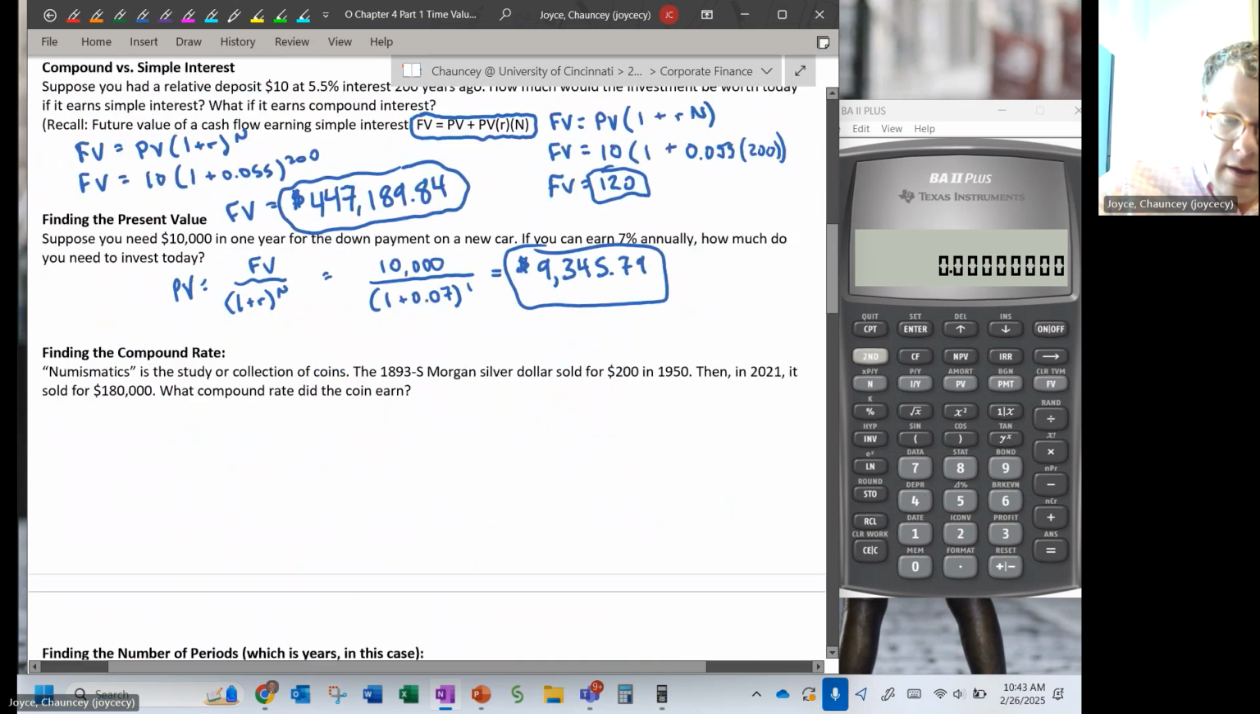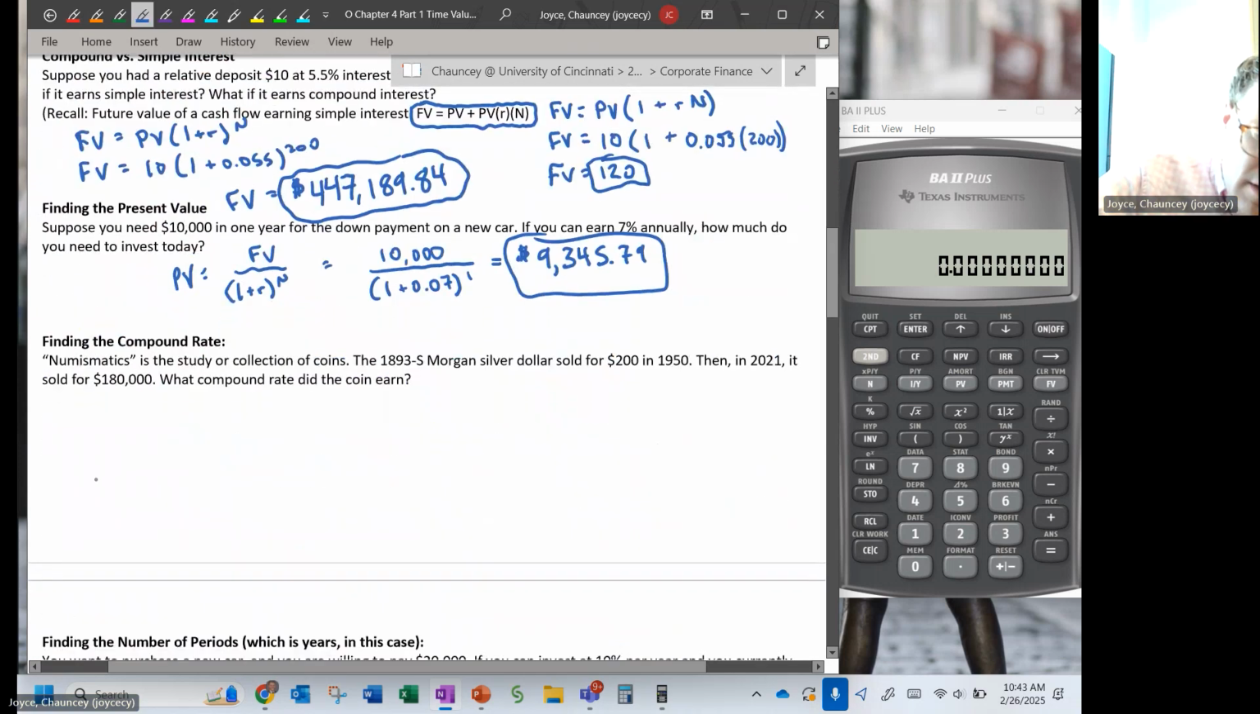So let's fill this out. Time is a little bit tricky. You have to find time, and it's the year 2021 minus 1950 for time. You're solving for rate. Your present value is given. You have to specify that this is negative. Imagine you are paying for that coin. You're paying $200 in 1950. And then the future value is the expected return of positive 180,000.